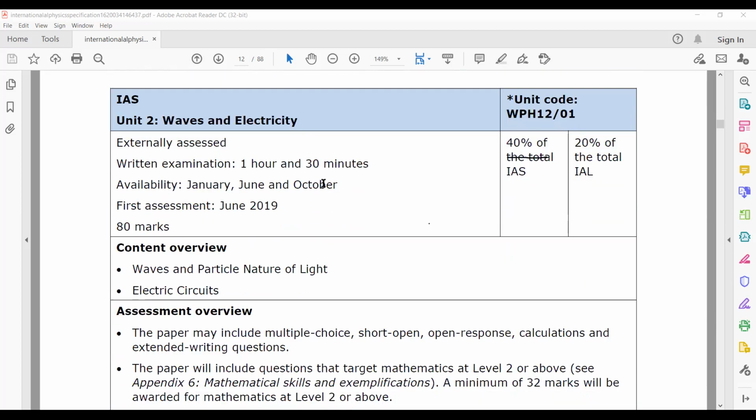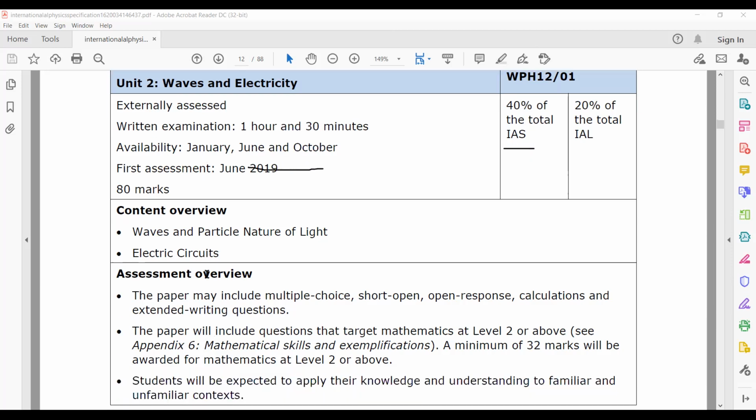Then Unit 2 is about waves and electricity. So in Unit 2 you will learn about waves and electricity. The duration for this exam is 1 hour 30 minutes, so the same duration, and again 40% of your total AS marks are based on this, whereas 20% for the complete A level. And the unit code is WPH12.